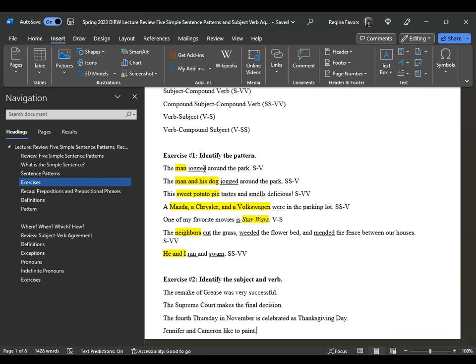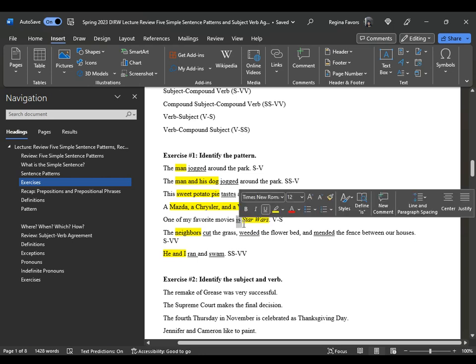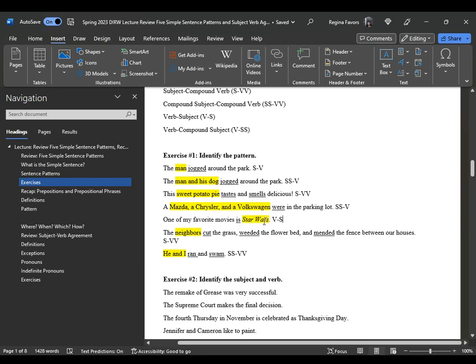So if you are anywhere else in front of this sentence, you are completely away from the main task, which is to identify the verb. So find the verb first. Here's your verb first, is, and then Star Wars. And see, in this example, the verb is coming before the subject.